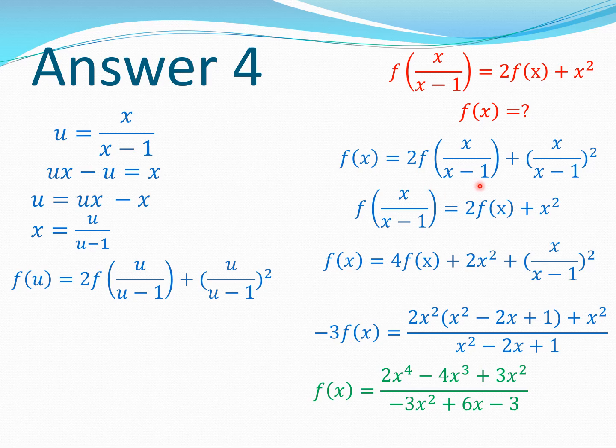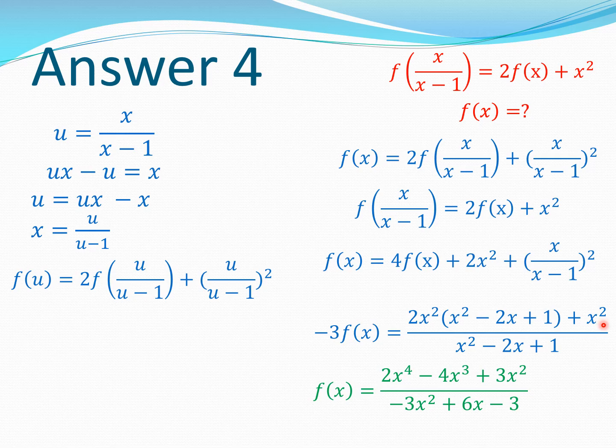So now after we do that, we get this equation here, and this equation is something which is going to give us f of x because f of x is there in this equation. So I take f of x to the left hand side, so I get minus 3 f of x, and on this side I get 2x square minus 2x plus 1, which is simply (x minus 1) square, plus x square, divided by again the (x minus 1) square term, which is x square minus 2x plus 1. And then I bring the negative 3 here.